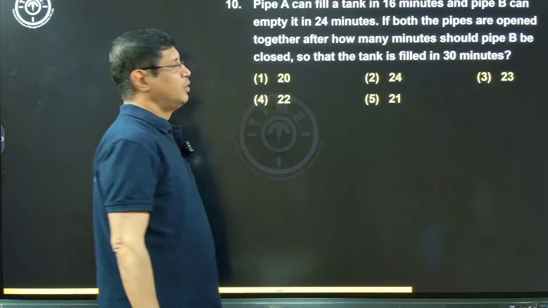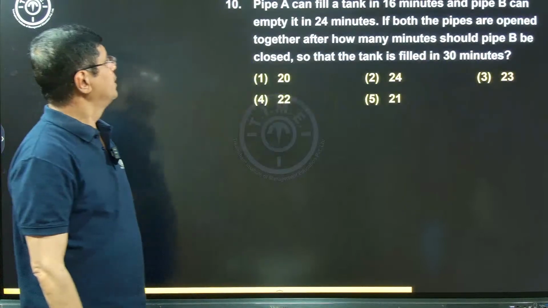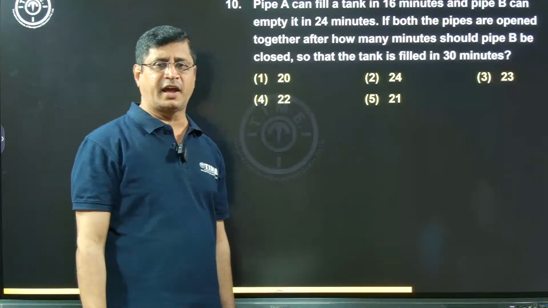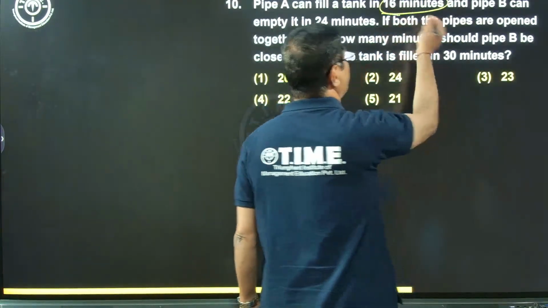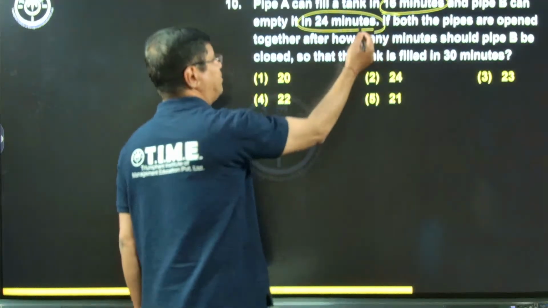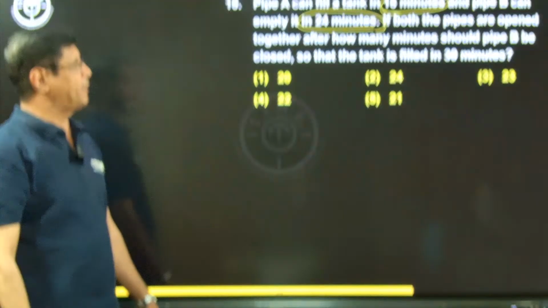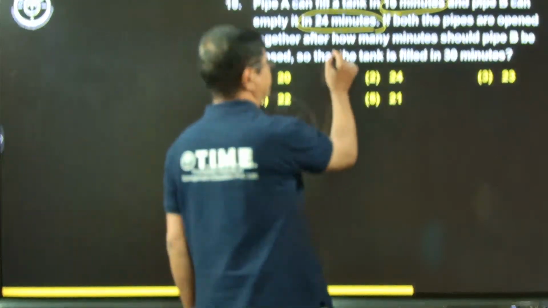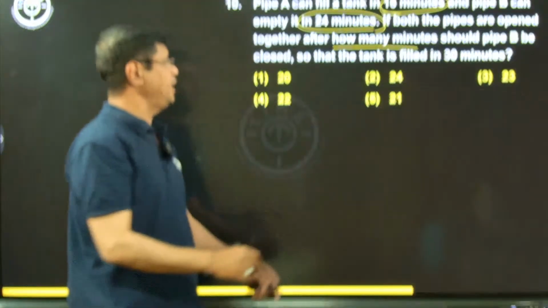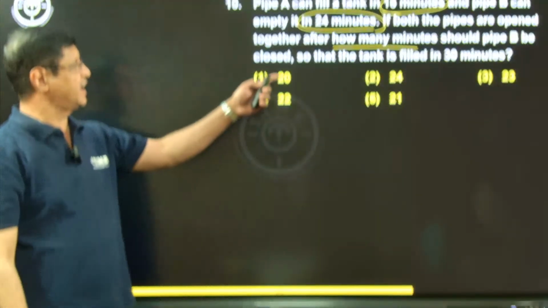Okay. Look at the next example on your screen. Pipe A can fill a tank in 16 minutes. Pipe B can empty it in 24 minutes. If both the pipes are open together, after how many minutes should pipe B be closed so that the tank is filled in 30 minutes?